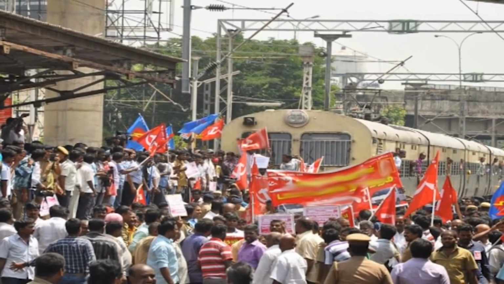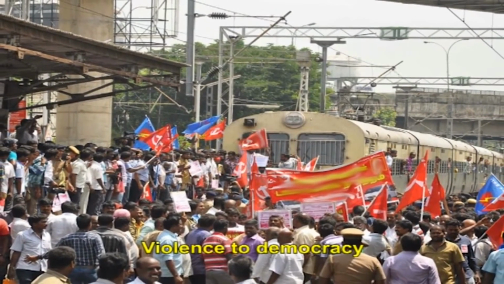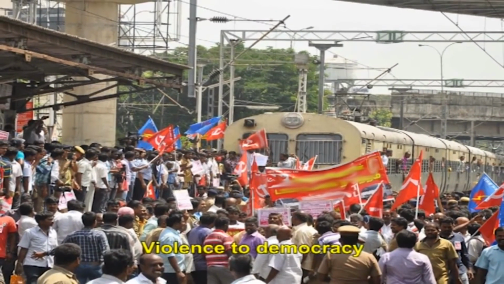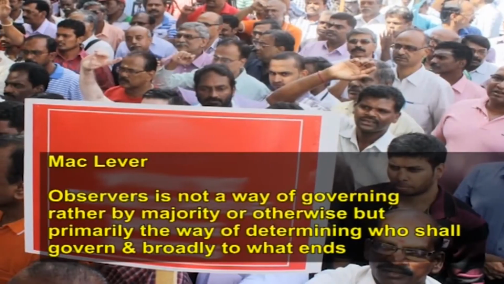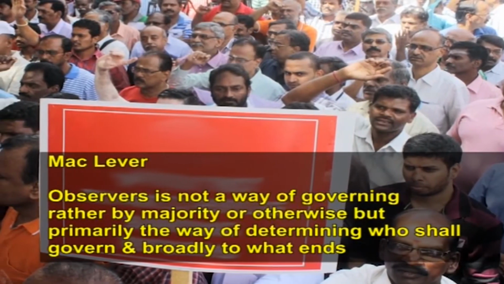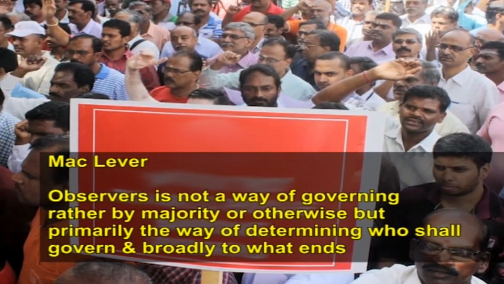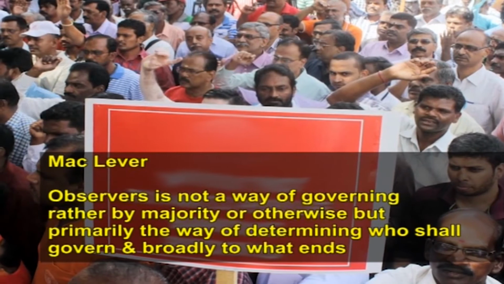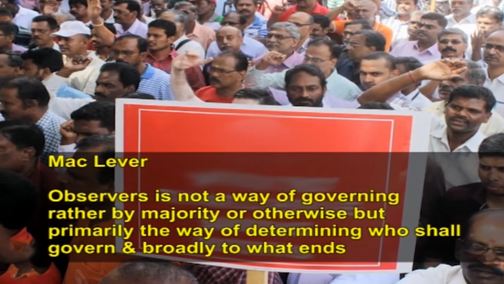To treat this ideal as a fixed dogma would, however, be doing violence to democracy. For democracy is antithetical to dogmatism. Democracy, as MacIver observes, is not a way of governing, whether by majority or otherwise, but primarily the way of determining who shall govern and broadly to what ends.